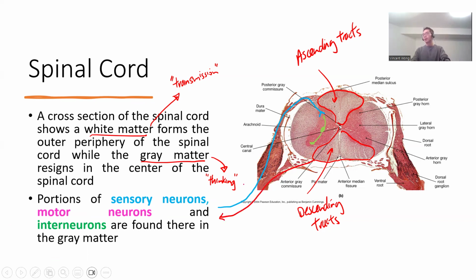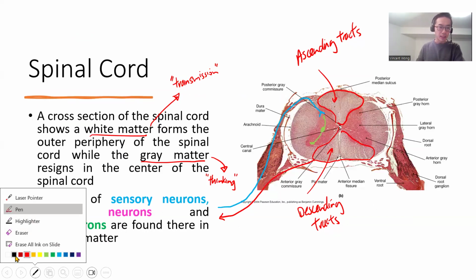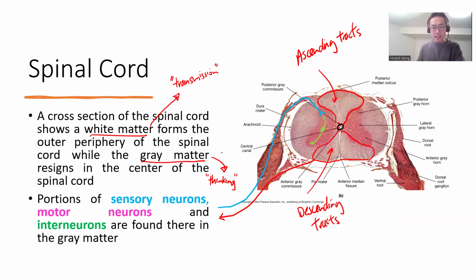Okay, any questions about the organization of the spinal cord, like what goes where, and other things? Don't forget that there is a little hole here in the middle. That is the central canal. That's where the CSF, the cerebrospinal fluid, is going to go through all the way until it gets to the bottom.